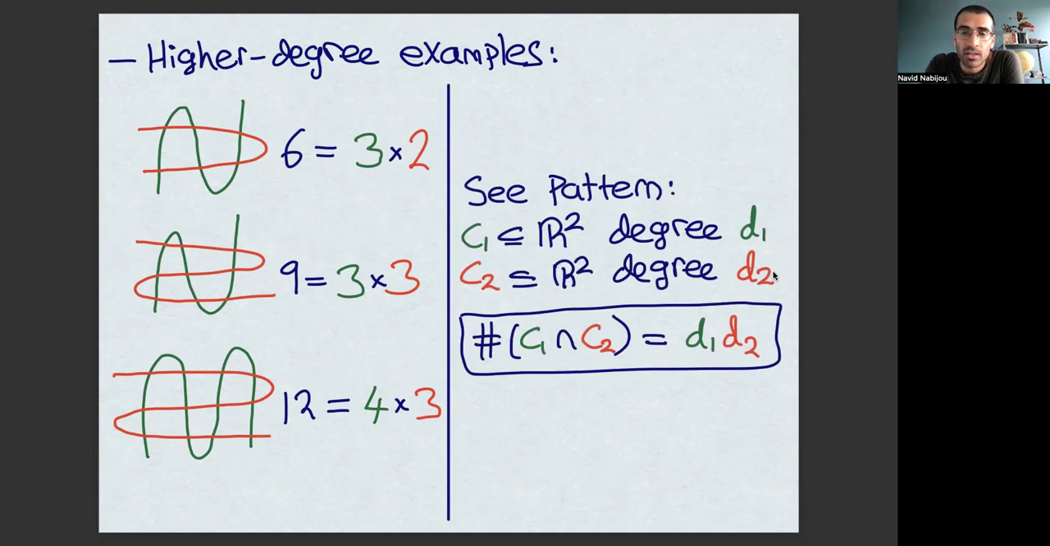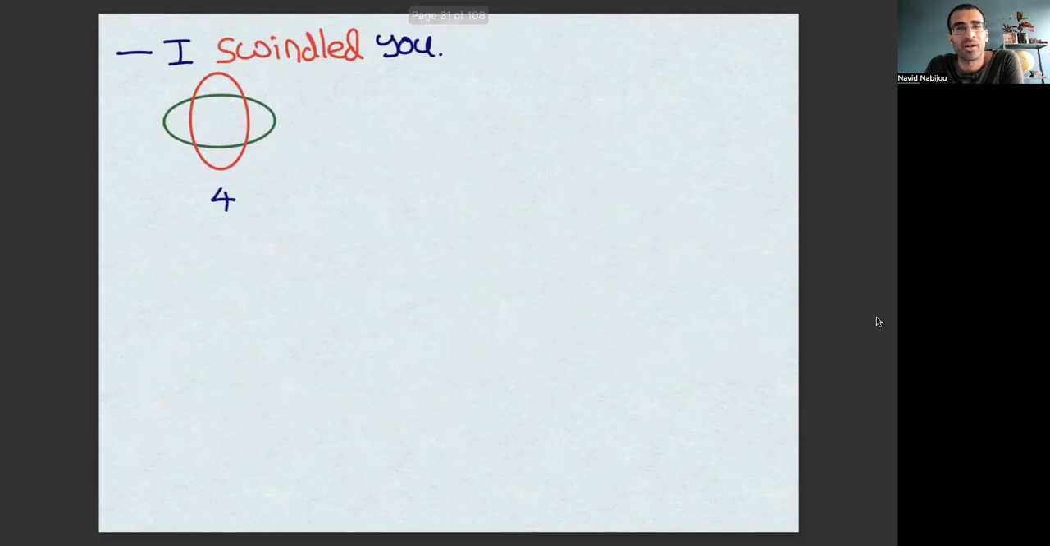All right, so we've noticed the pattern, and we can make a general hypothesis. If I give you two curves in R2 with fixed degrees d1 and d2, so the equations defining them have degrees d1 and d2, then we can guess that the number of intersection points is precisely the product d1 d2. Okay, so everything seems good so far, except not quite. I swindled you a little bit here.